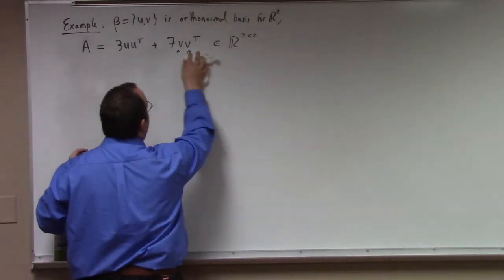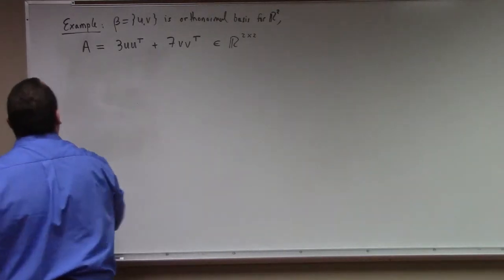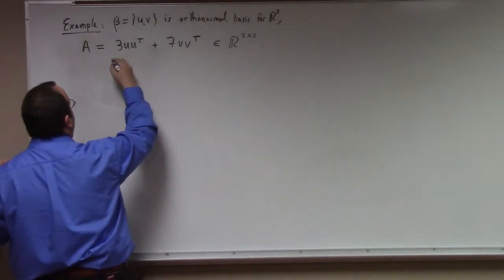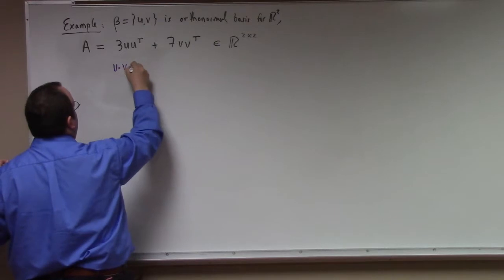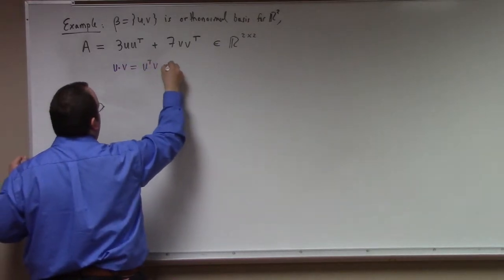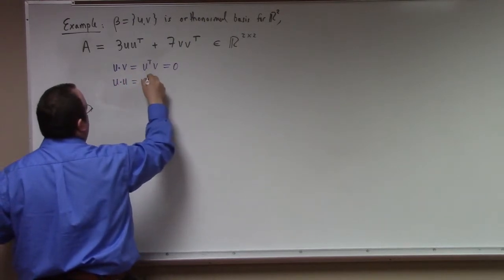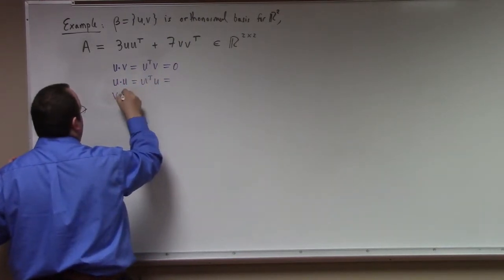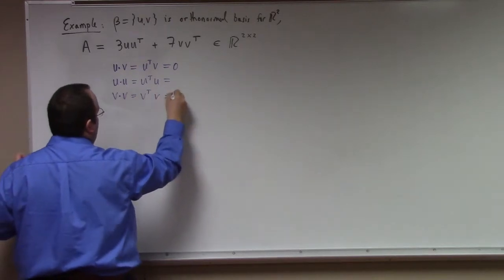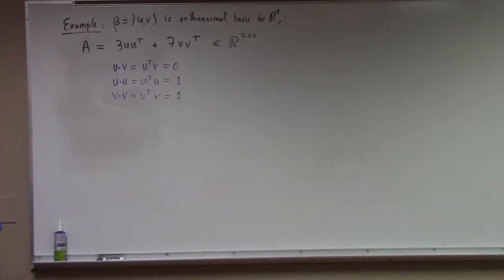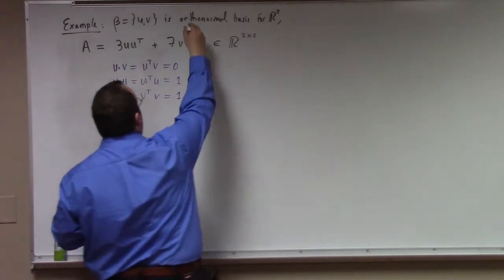All right? What's an eigenvector for A? Well, before I get to that, what does orthonormality mean? We have u dot v, which is, by the way, u transpose v, equals 0. We have u dot u, which is u transpose u, and v dot v, which is v transpose v. These are all 0, 1, and 1, right? That's what we mean by orthonormal, right?